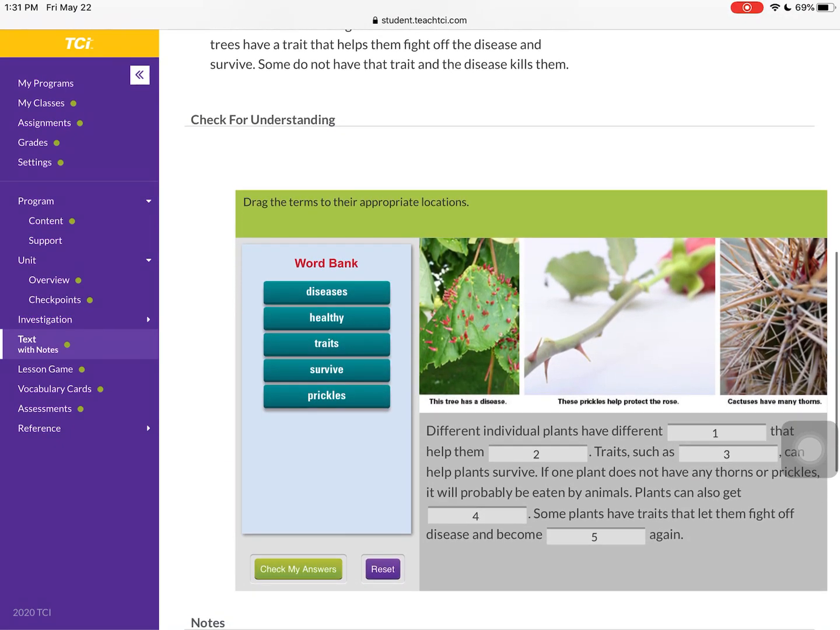So again, the check for understanding, please. If you can just fill in the blanks by dragging the boxes from the word bank, and then take a picture and post to Seesaw.